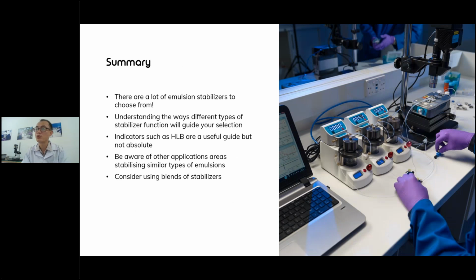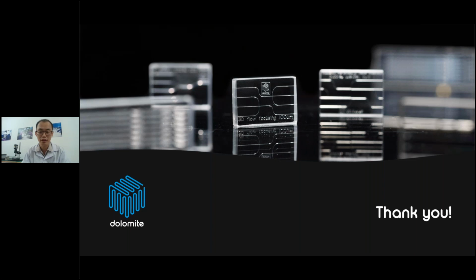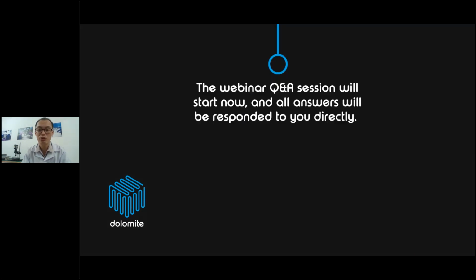Summary. There are a lot of emulsion stabilizers to choose from. Understanding the way different types of stabilizer function will guide your selection for stabilizing the emulsion. Indicators such as HLB are very useful guides, but they are not absolute. Be aware of other application areas stabilizing similar types of emulsion, and also consider using a blend of stabilizers to get the optimal stabilization process. Okay, I finish my presentation here, and the webinar Q&A section will start now.